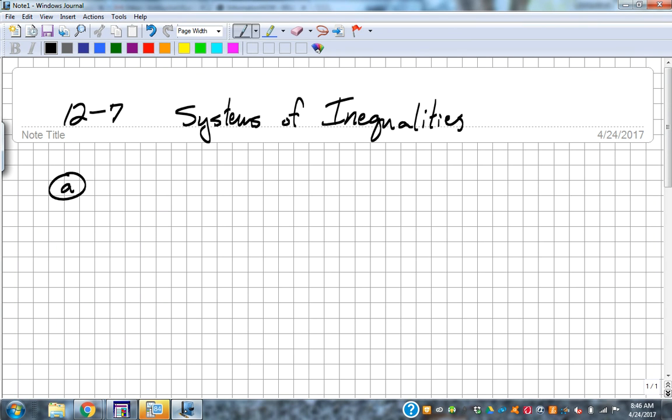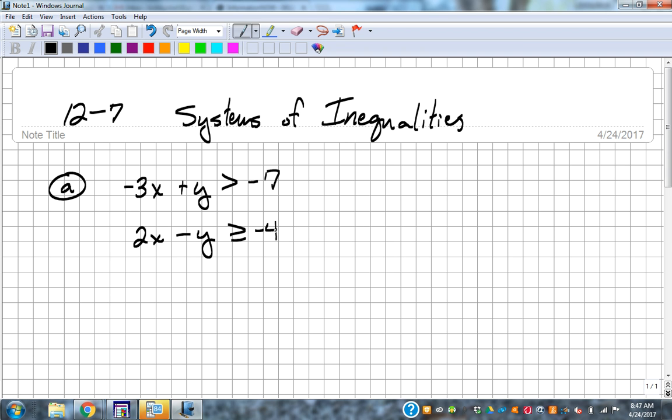All right, so 12.7 is about systems of inequalities, both linear and nonlinear mixed in here. So we'll start with a linear one, something we've done before, just to jog our memories as to what we're even looking for when we look at a system of inequalities. All right, so two inequalities. We're going to solve that system.